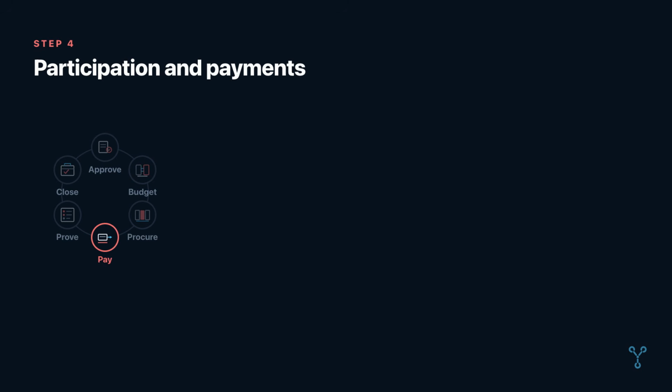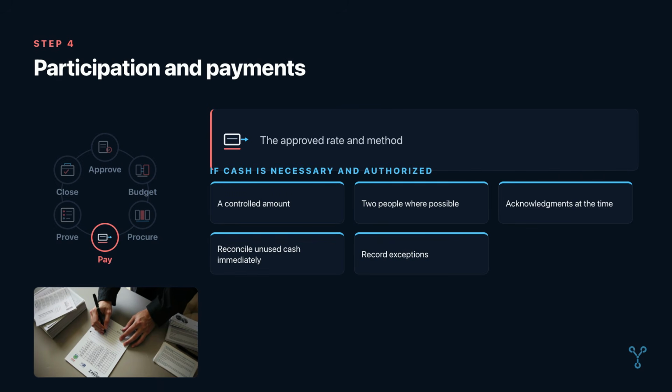Fourth, control participation and payments. Use the project's approved rate and payment method. Prefer traceable payments where feasible and permitted. If cash is necessary and authorized, set a controlled cash amount, assign at least 2 people to the process where possible, obtain acknowledgments at the time of payment, reconcile unused cash immediately, and record exceptions.